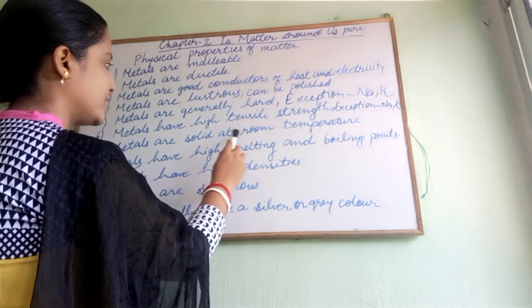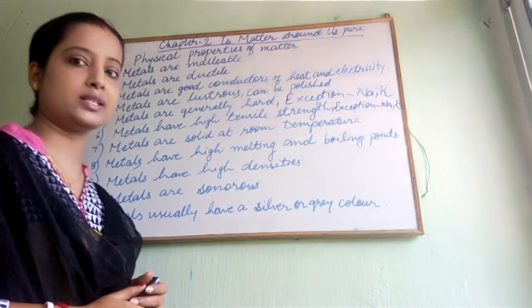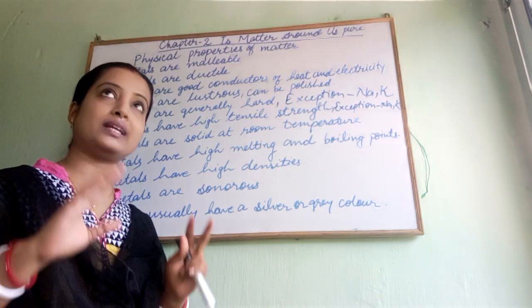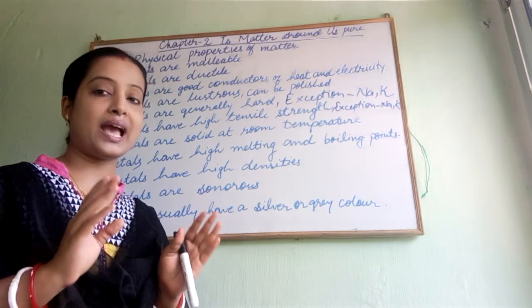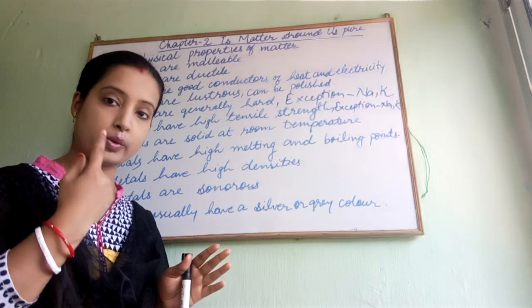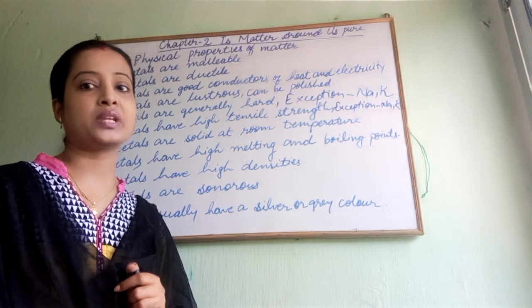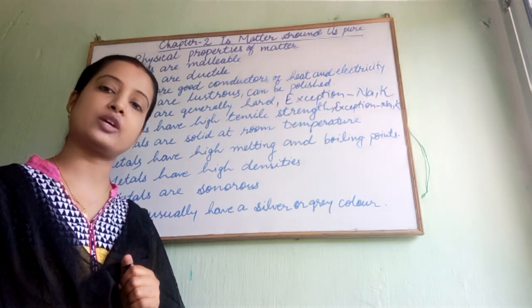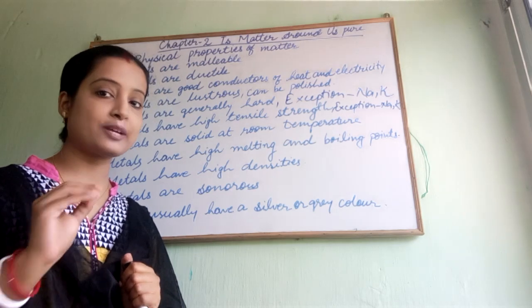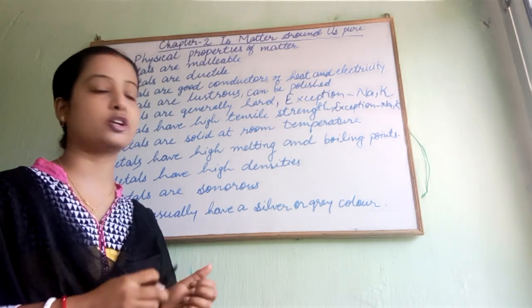Metals are solid at room temperature. That means all the metals in the normal room temperature exist in solid form except only one metal, that is mercury. Yes, thermometric liquid. Mercury is the only metal which exists in liquid in the room temperature. Except mercury, all the metals are solid at normal room temperature.